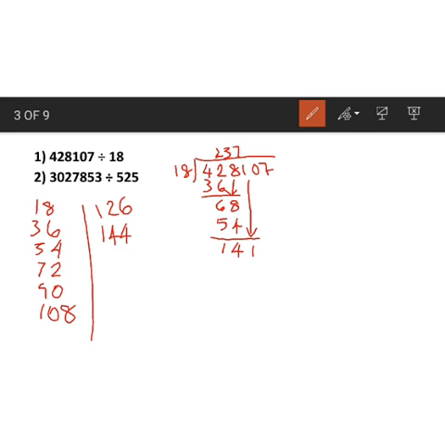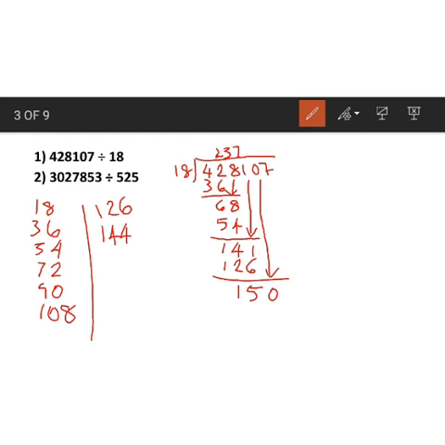Now what about 126? Write it below 141. Now we have to do the subtraction. We'll get 15. Now we have to bring down the next one, that is 0, so that our number becomes 150. Now we have to check whether 18 goes in 150. We know that 18 into 8 is 144. So it is 8 times.